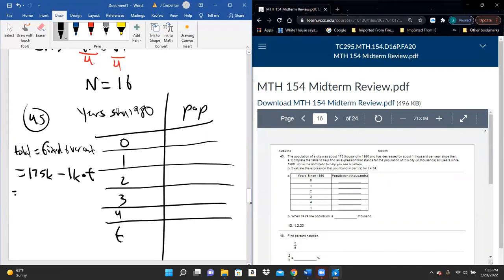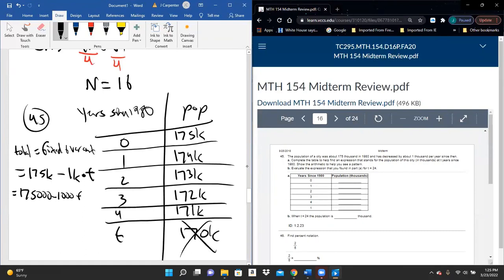So without K's, 175,000 minus 1,000 T. So the population in year 0 is 175K. The population after 1 year is 174K. After 2 years, 173K. Another year, 172K. Another year, 171K. And then someone's going to go 170K here because they're not paying attention, and that's wrong.